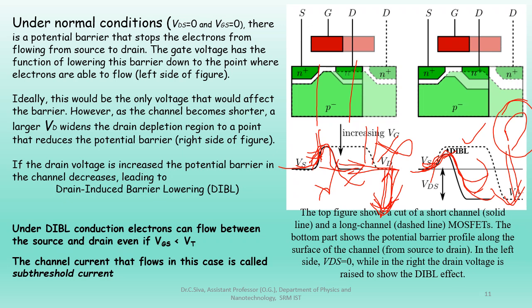In short channels, the drain voltage lowers the potential barrier between source and the drain. Electrons can flow even when gate voltage is below threshold. This subthreshold conduction increases leakage and reduces threshold voltage control.